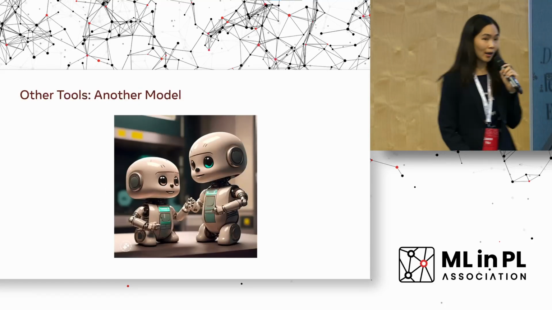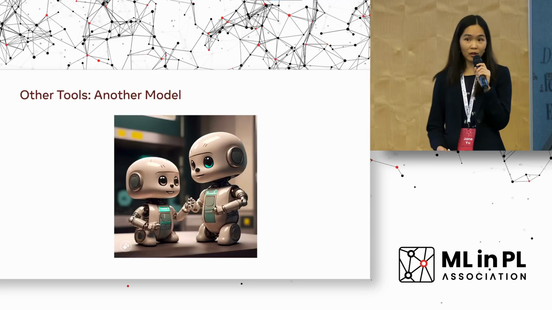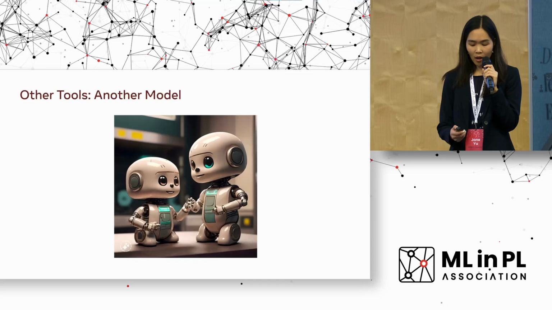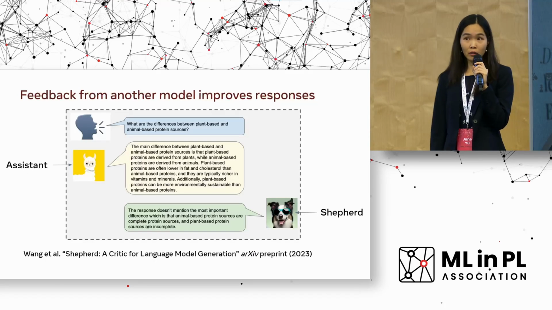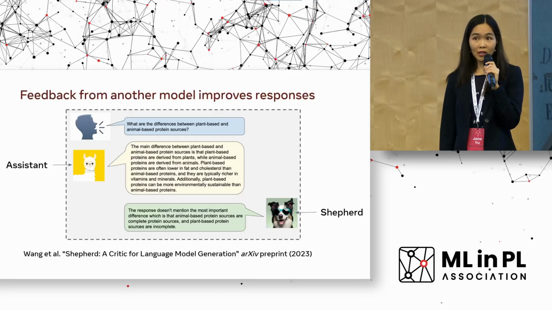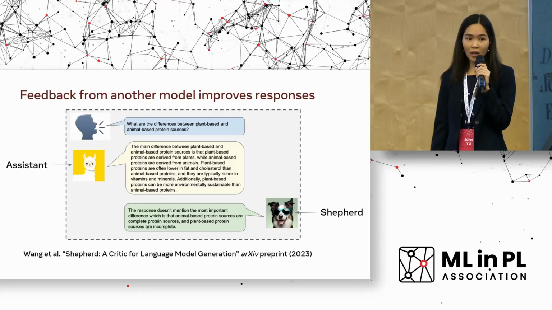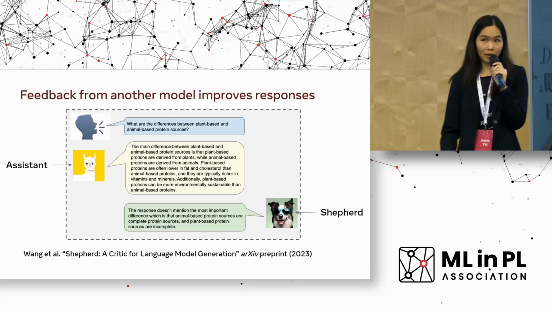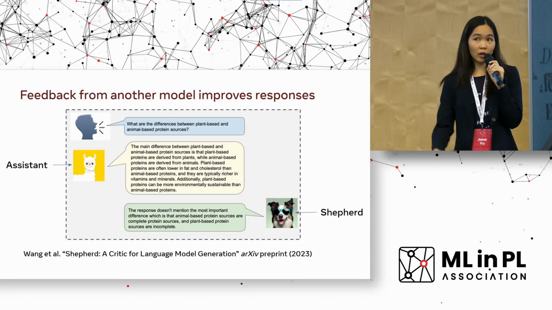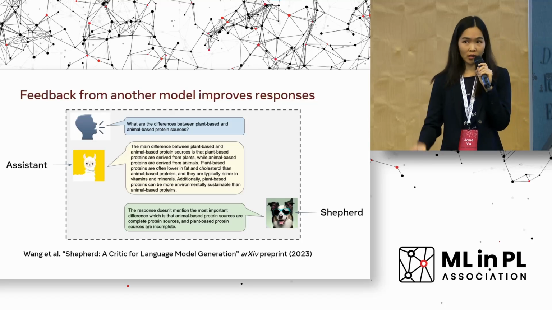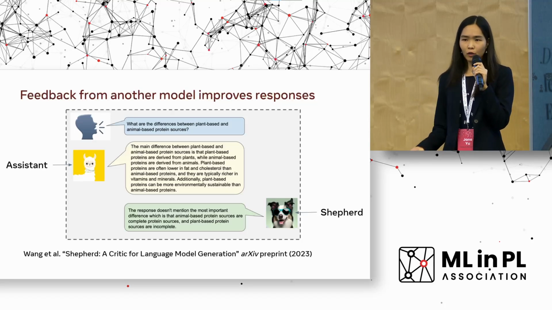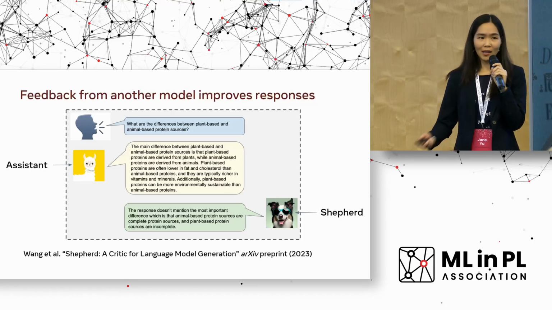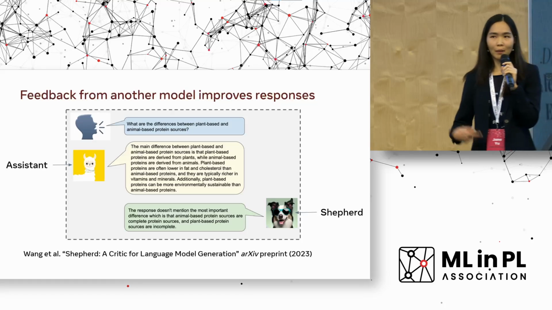Okay, so I showed you examples of retrieval-augmented models, but you can also think of another model as an external tool. And a good example of that is this model, Shepherd. Shepherd is a critic for language model generation, and it's designed and fine-tuned to give feedback to an assistant's responses. So let's say I have this query, and my assistant responds with some response. But the response could be improved. It could be made better. And that's exactly what Shepherd does. It gives you feedback on what was lacking in the original response and how you can make it better.